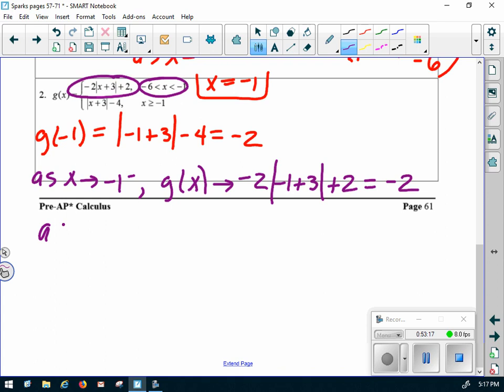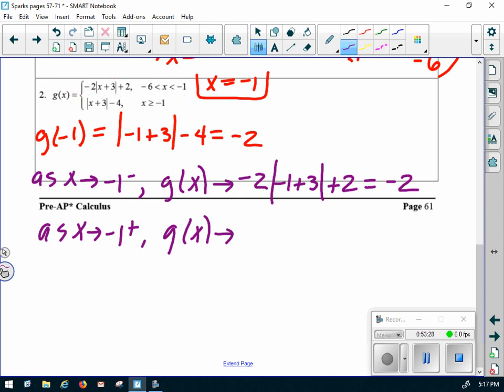And as x approaches -1 from the right, g of x approaches, we're going to use the second equation because the second equation has constraints that have the x values that are bigger than -1. Absolute value of -1 plus 3, minus 4. -1 plus 3 is 2. Absolute value of 2 is 2. And 2 minus 4 is -2. Oh, look at this. Is this function continuous at x equal -1? Yes.